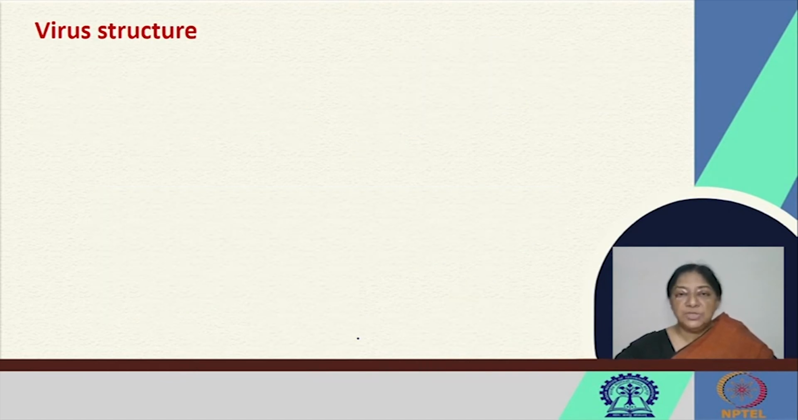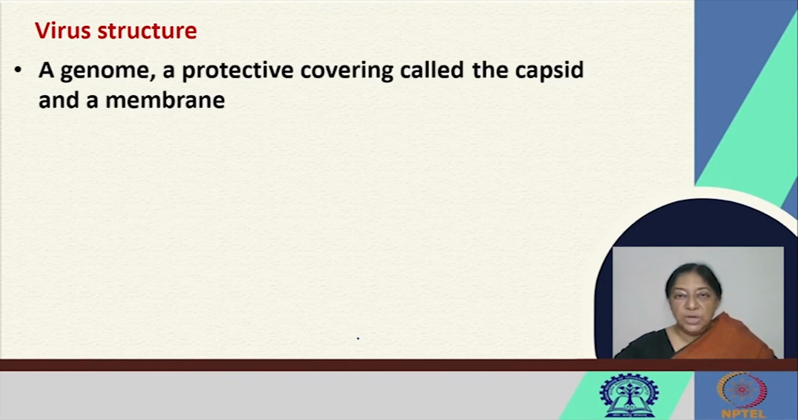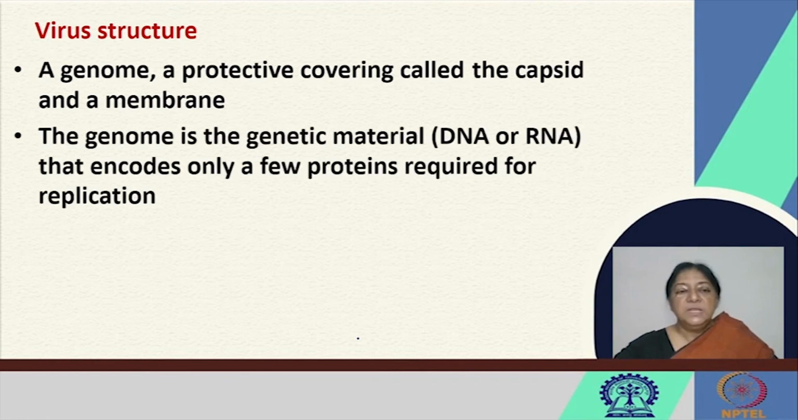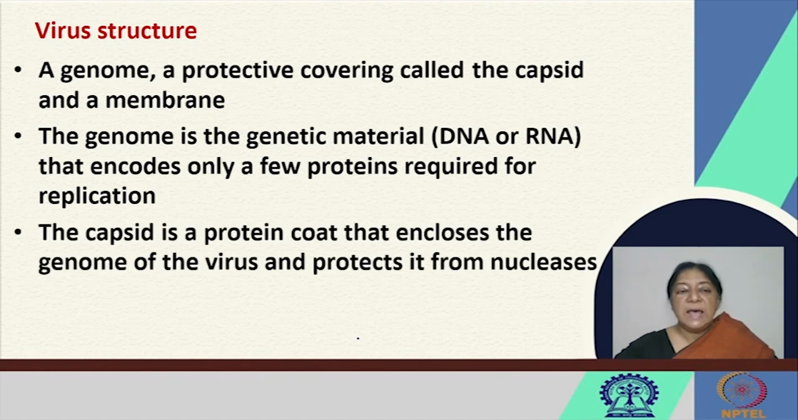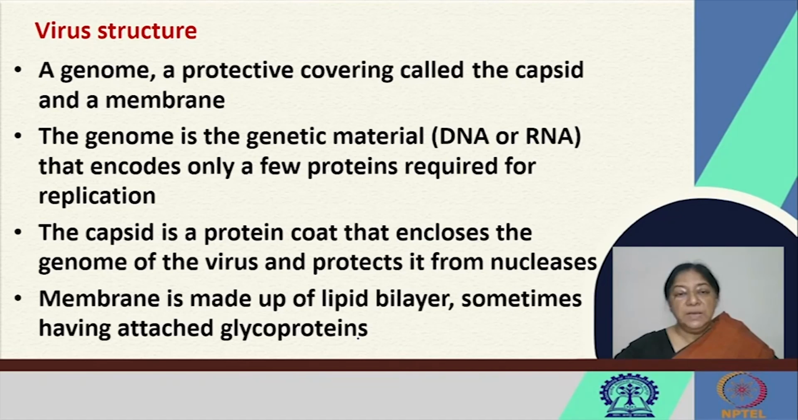The virus structure is common to all. There is a genome, a protective covering called the capsid, and a membrane. The genome is the genetic material, the DNA or the RNA, that encodes only a few proteins that are required for the replication of the virus. And the capsid is a protein coat that encloses the genome of the virus and protects it from nucleases that may be present in the host cell. The membrane, in this case, is made up of a lipid bilayer and has attached glycoproteins.